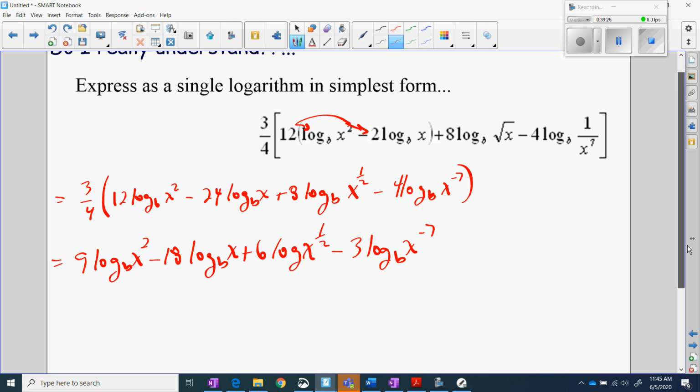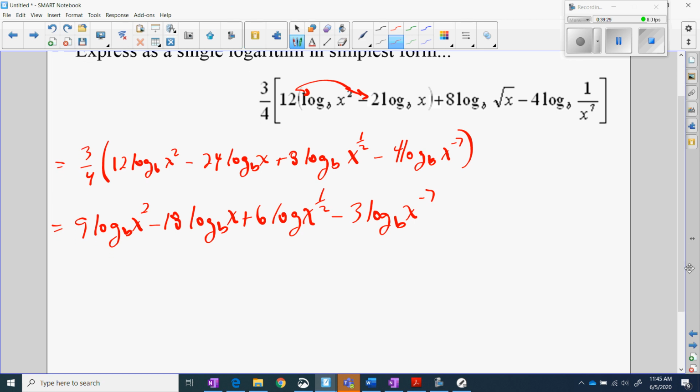I've got a bunch of things now added and subtracted. If you're really good at it, you can go right to the final answer. If you're just in the beginning stages, where most of you are, I recommend maybe one more line. What I call it is return all coefficients. So if there's a number in front, like this 9, take it back up here. Now, if there's already an exponent there, you're going to have to multiply these together.